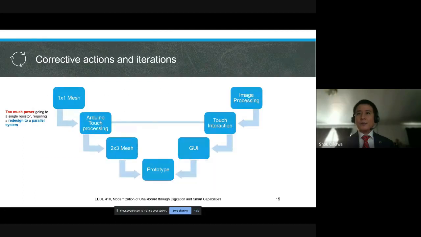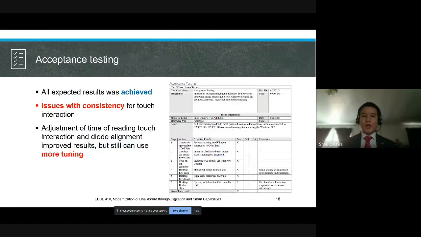And then when we went on to the integration acceptance testing, we integrated the whole 2x3 hub, and we also integrated not only the touch but also the image processing. All the expected results were achieved. However, in regards to the touch interaction, there were some issues with consistency. We went back to it and made some further adjustments to the alignment of the diodes to ensure the IR emitters were pointing toward the IR sensors and each other, and also a realignment for the software so we have the proper voltage reading, but it will still require some more fine tuning.